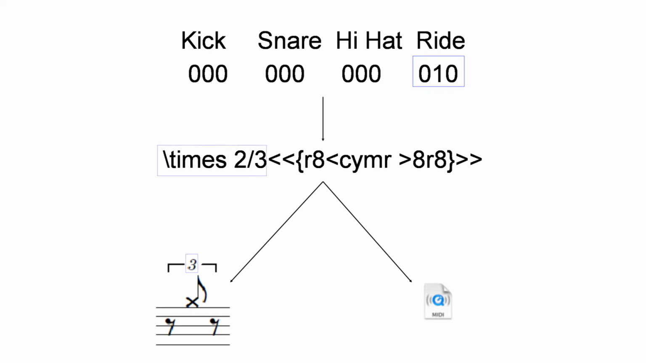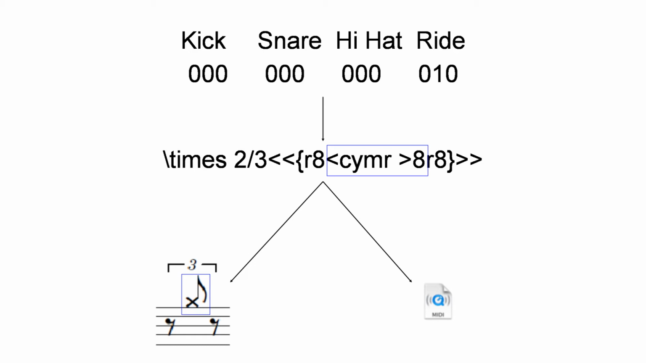We can pick out the time signature that we want. Here we have triplets. We can show that the first note of the triplet is a rest, an eighth note rest, or R8. The second note we want to hit with a ride cymbal. So we say cymbal ride, 8 for eighth note. And then of course the last beat, again, is a rest.